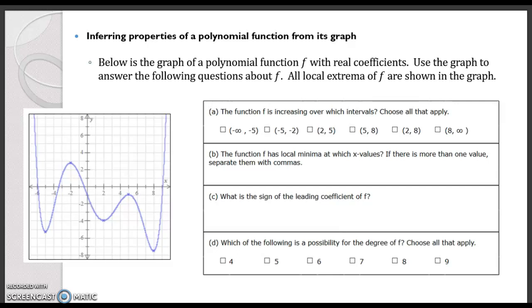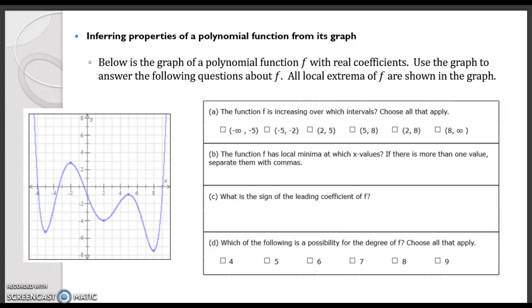Hey everybody, this video is going to talk about inferring properties of a polynomial function from its graph. Below we're given a function, f has real coefficients, and we're told to answer the following about f. So the function f is increasing over which intervals? Choose all that apply.